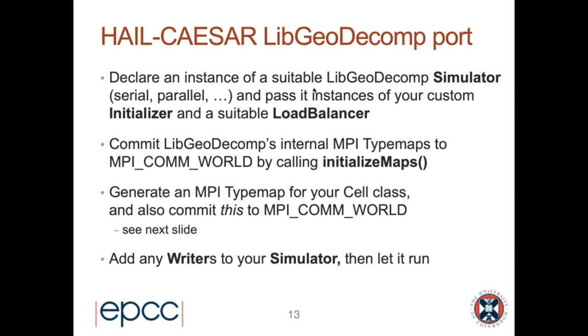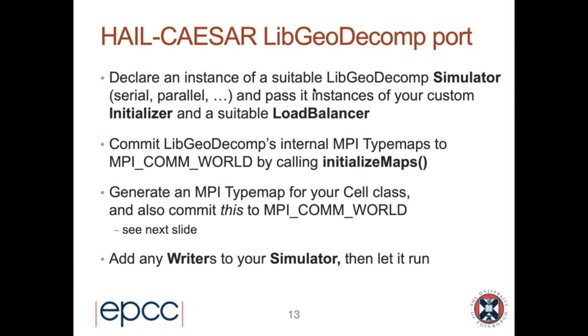LibGeoDecomp defines a variety of load balancer classes, and whichever load balancing approach we want to use, we must define this as a load balancer and feed this to the simulator. Now there's a key thing which must be done if we are running MPI parallel, which we are, which is that we must explicitly commit a number of MPI type maps which define the derived data types for MPI to send and receive. We must explicitly commit these to MPI comm world. And I'm talking here about type maps that describe the MPI derived data types within LibGeoDecomp itself.